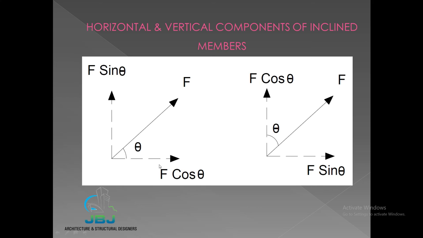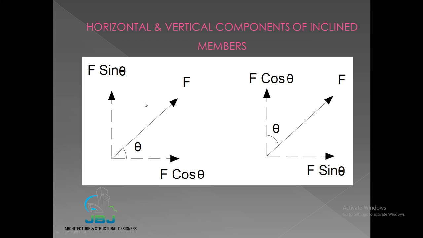So how will you name this horizontal component? The very important thing is theta, and don't forget it. Here, if theta is measured from the x-axis, the horizontal component is F cos theta. What's the vertical component of this inclined force? This is F sin theta.